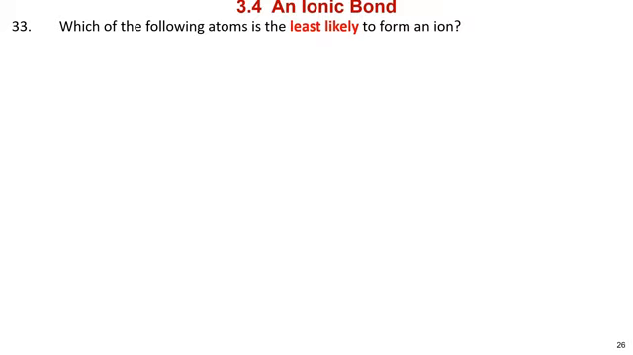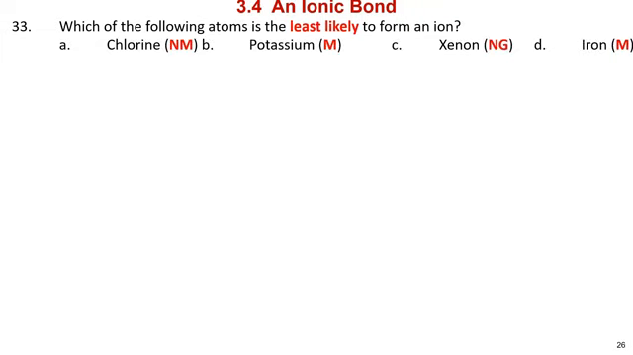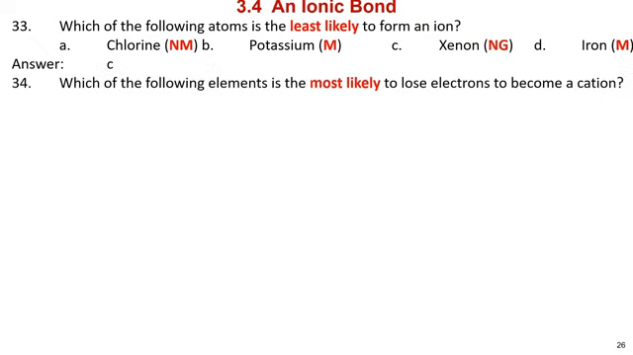So to name, let's see, which of the following atoms is the least likely to form an anion? Chlorine, potassium, iron, xenon. Potassium is a metal, it will form a cation. Chlorine will form chloride, negative ion, anion. Iron is a transition metal, plus 2 or plus 3 charges. Xenon is a noble gas. Therefore, it is least likely to. That's the answer for that.